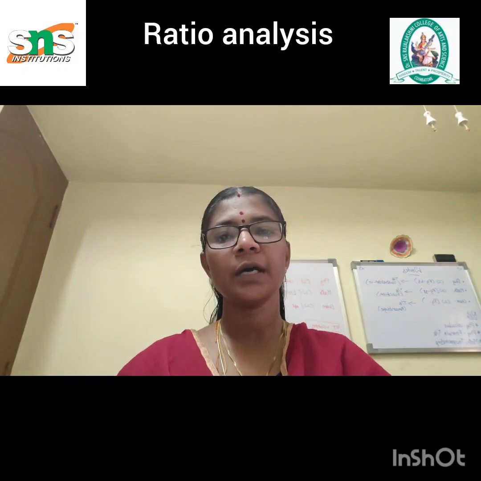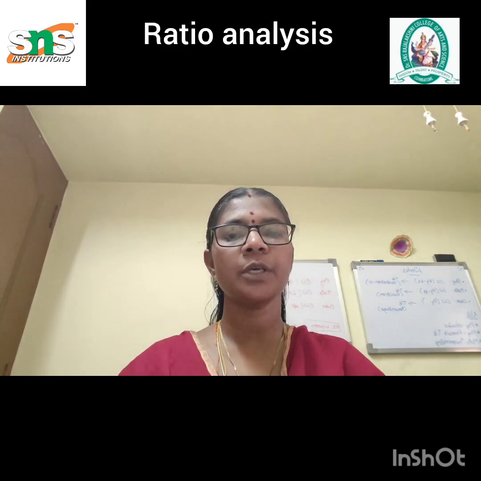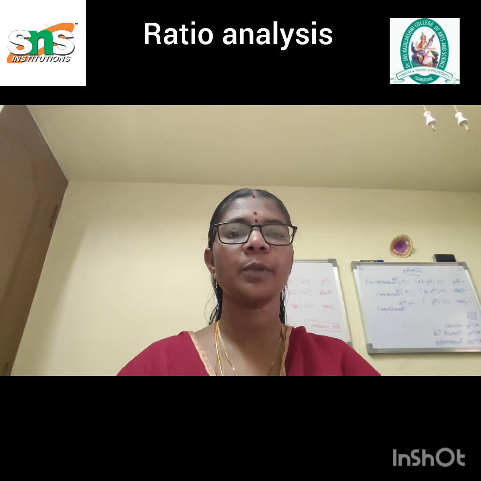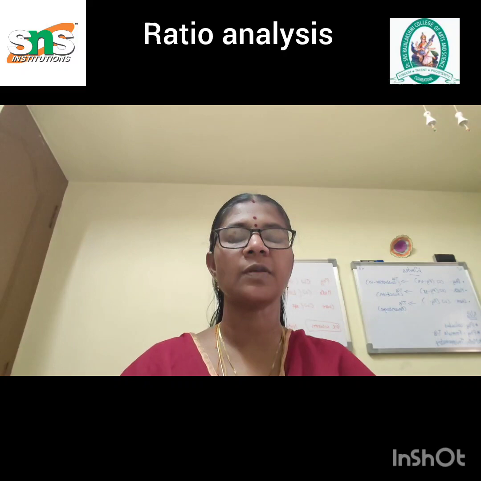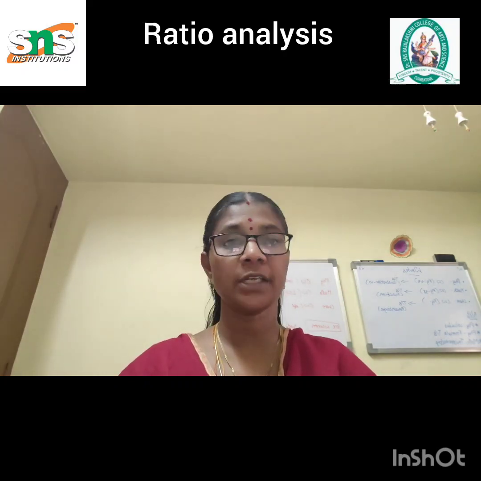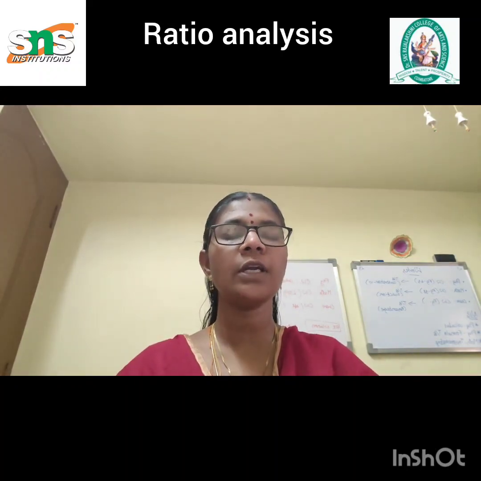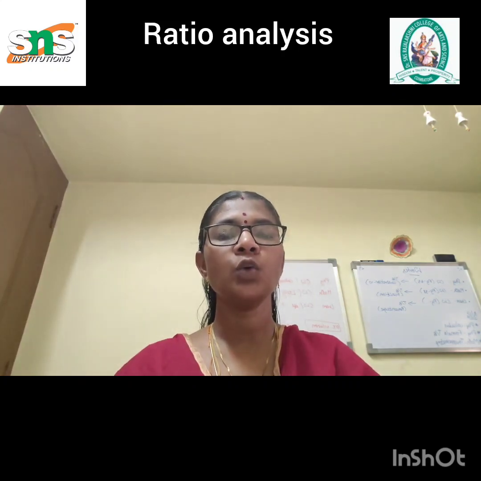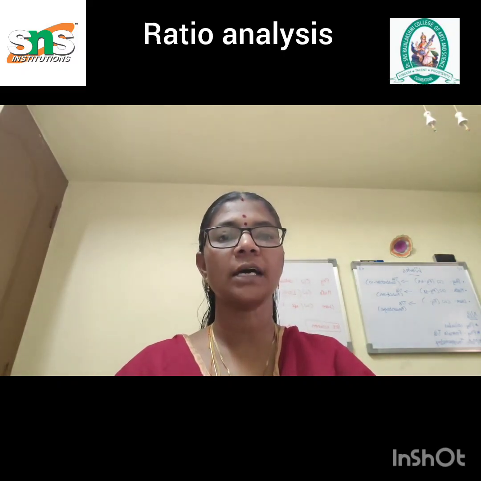In proportion form, the amounts of the two items are expressed in a common denominator. An example of this form of expression is the relationship between current assets and current liabilities. We find that in the proportion, for example, current assets and current liabilities, it is called 2 is to 1. Here current assets is 2 and liabilities is 1.